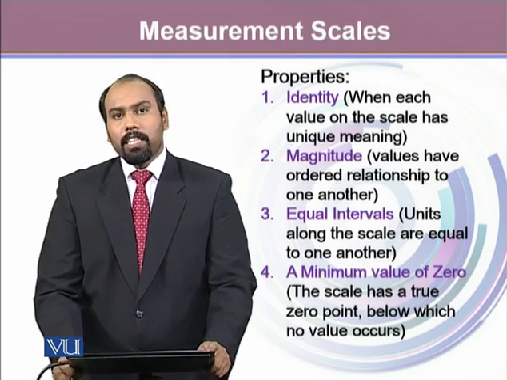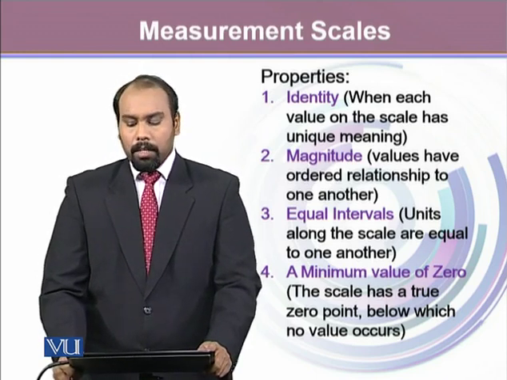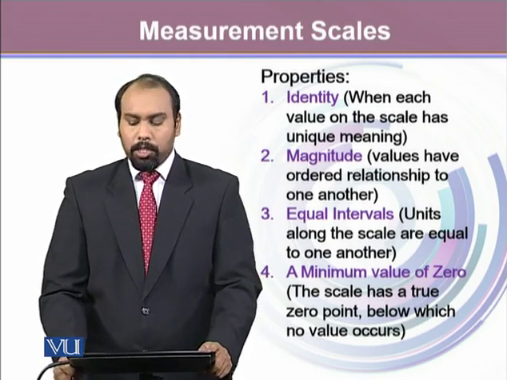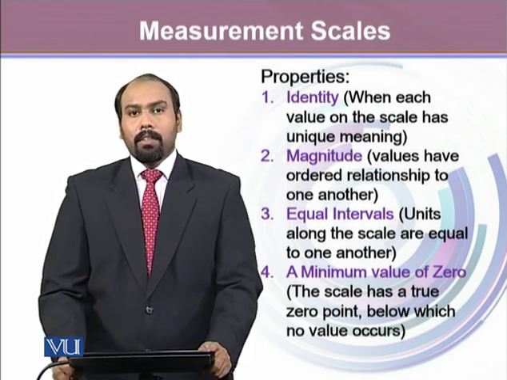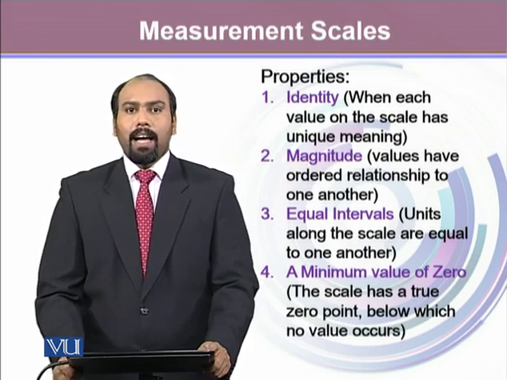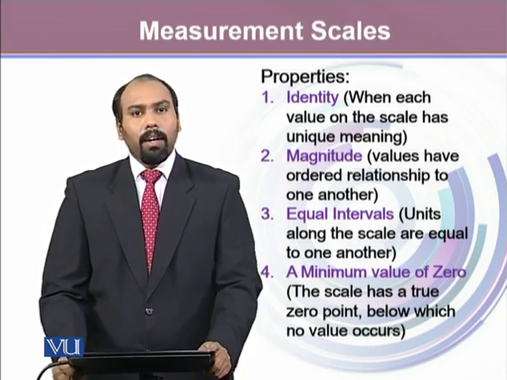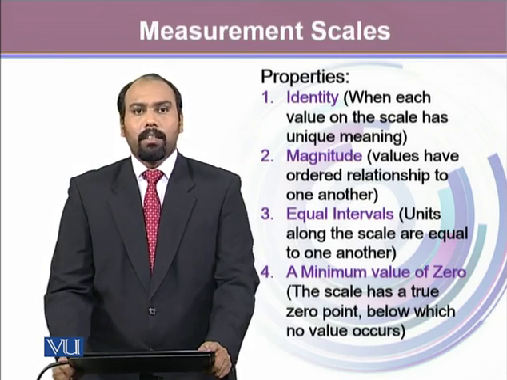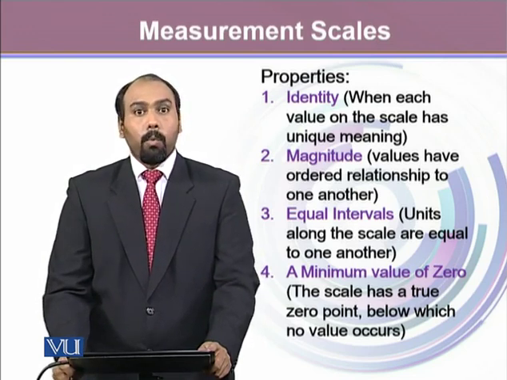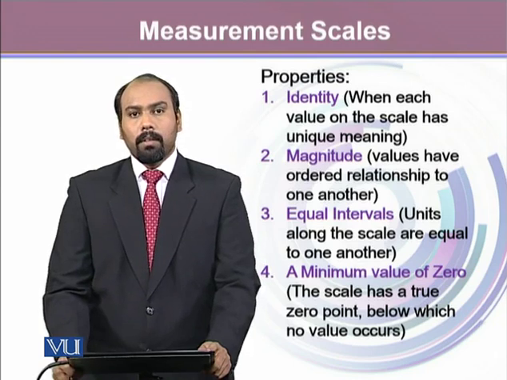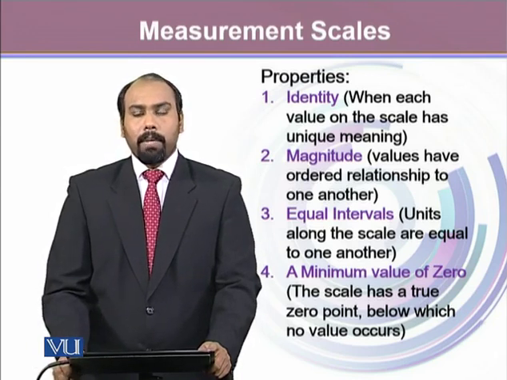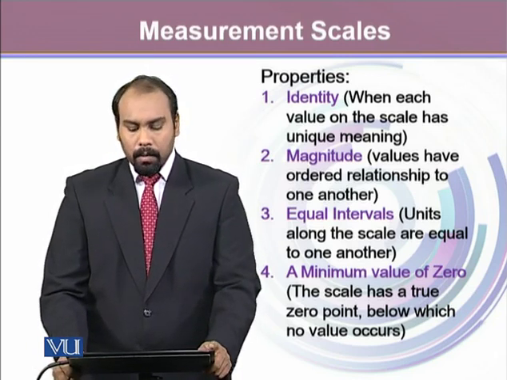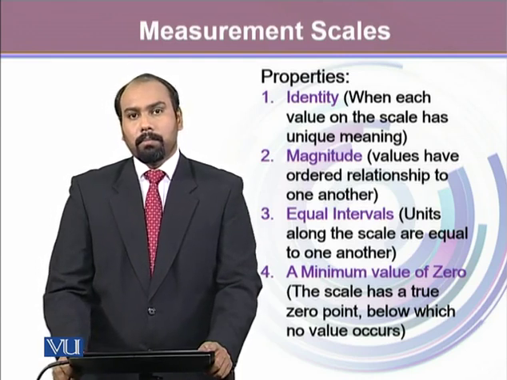The second property is magnitude. That values have an ordered relationship to one another. Like when we consider the relationship between the numeric values 2 and 1, we already know that 2 is greater than 1, or 1 is lesser than 2. So the numeric value that's been assigned carries some measurement magnitude.